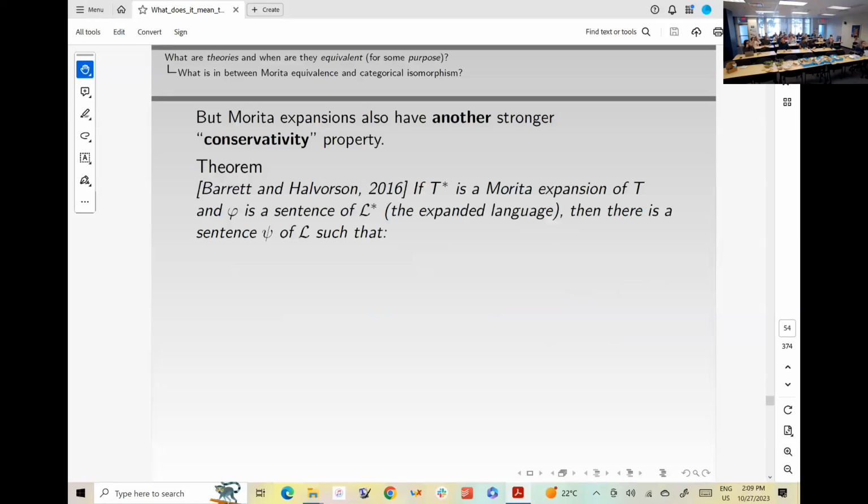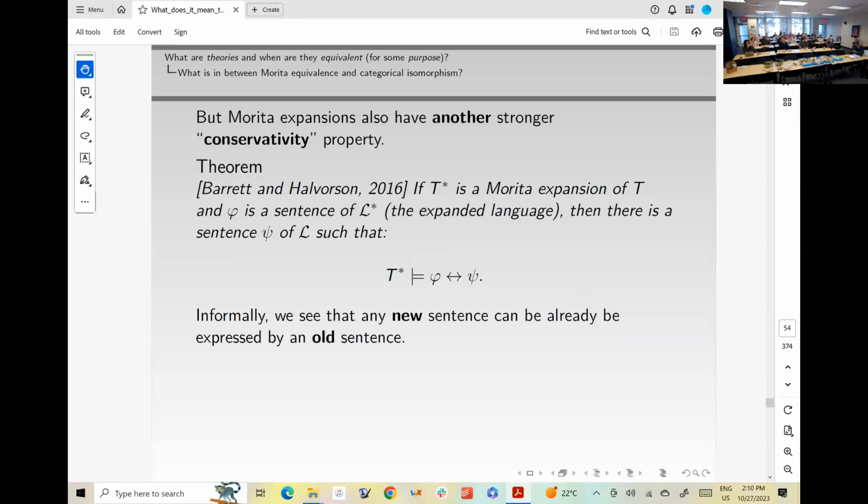So here's a specification of a theorem from Hans and Thomas. If T star is a Morita expansion of T and phi is a sentence of the expanded language, then there is a sentence psi of the original language such that it's equivalent to it. So we see any new sentence can already be expressed by an old sentence. You're not getting any more expressive power. You can formally say that.